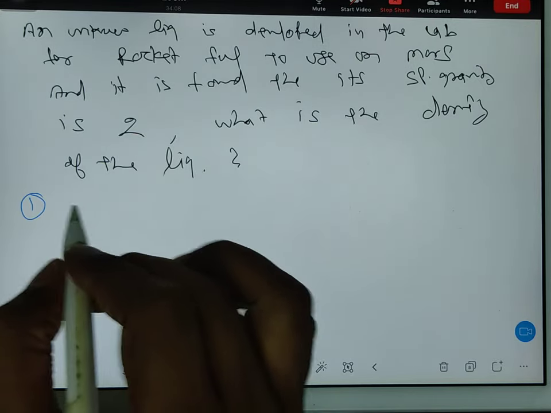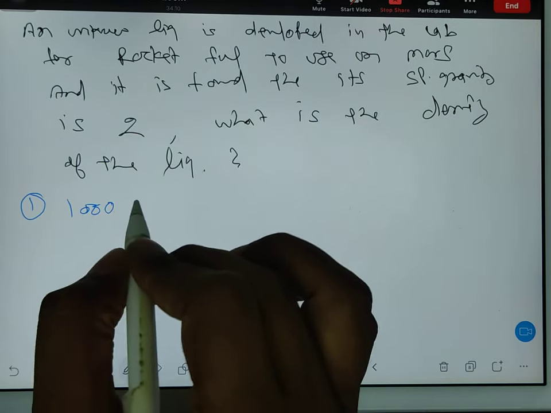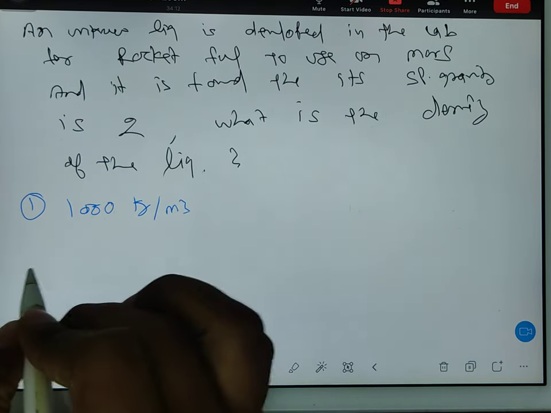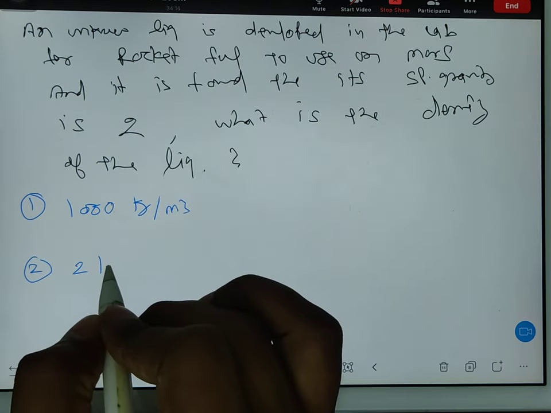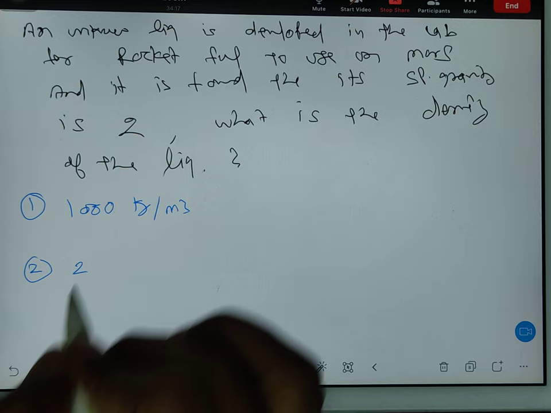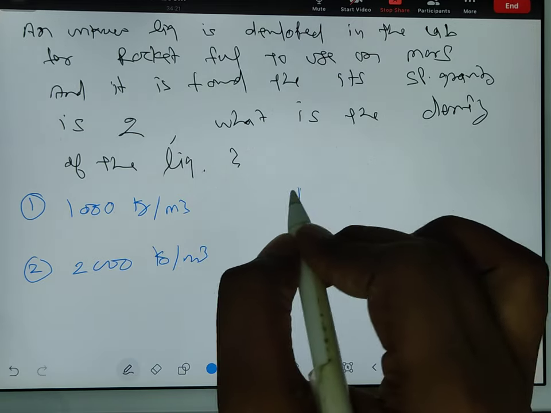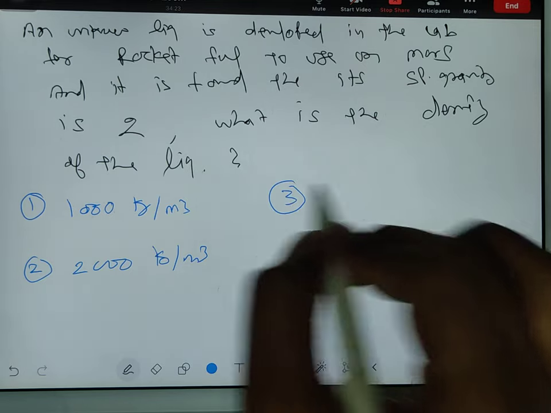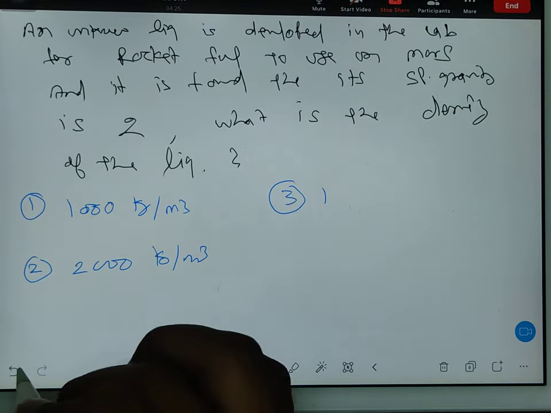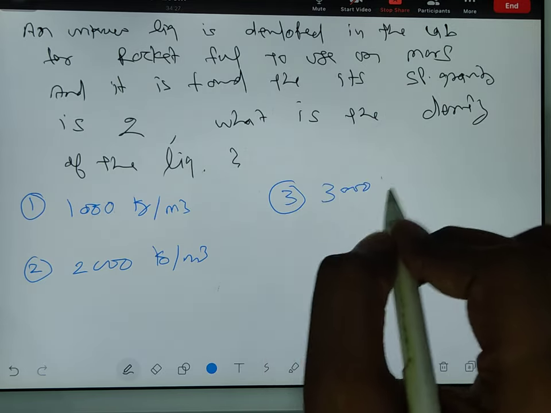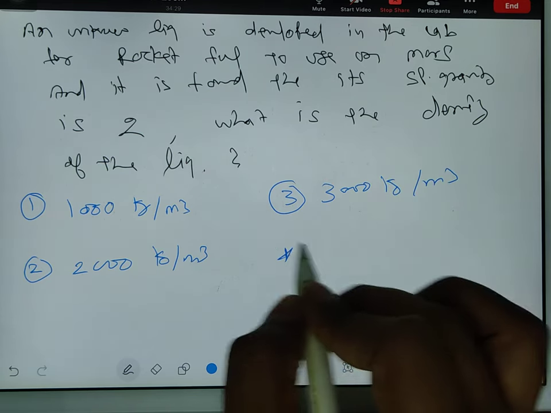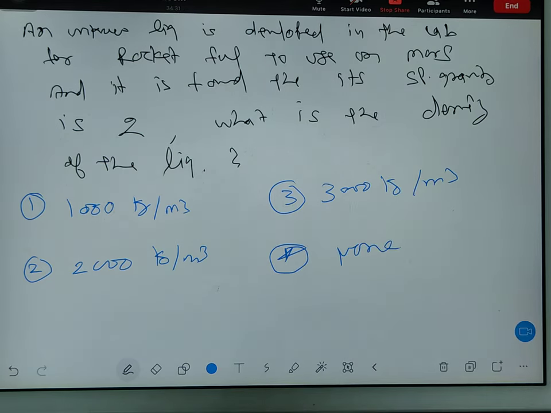Option 1, 1000 kg per meter cube. Option 2, 2000 kg per meter cube. Option 3, 3000 kg per meter cube. Option 4, none. Try this question fast. Very good.